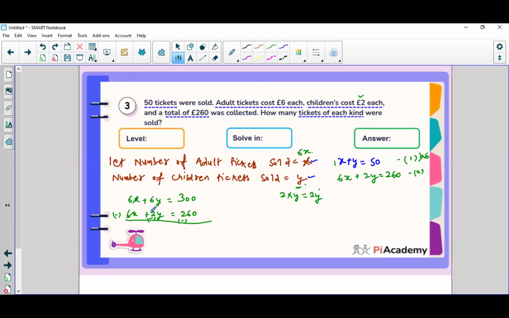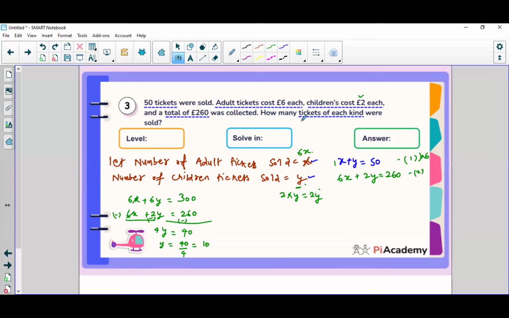Now, 6y take away 2y will give me positive 4y. And 300 take away 260 will give me 40. So 4y equals 40. And what should be the value of y here? That should be 40 divided by 4, which is equal to 10. So y equals 10. Okay, I got y as 10.